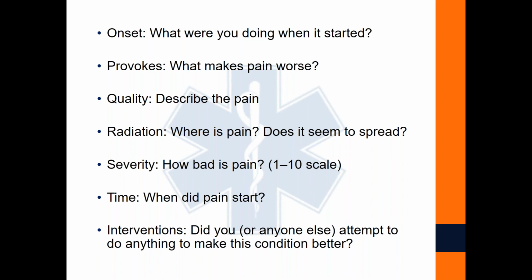The last little bit of information we can try to get is, did you or anyone else try to do anything to make this better? A lot of the times you'll get that with provoke and palliate. They'll say, oh yeah, normally I take my inhaler and it clears this up, no problem. All right, well, did you take your inhaler? Well, yeah. Did it work? No. Okay. We're getting more information. We're building our case. We're gathering our story. And this OPQRST is the history of the present illness that allows us to do that. This is part of our examination of our conscious patient.